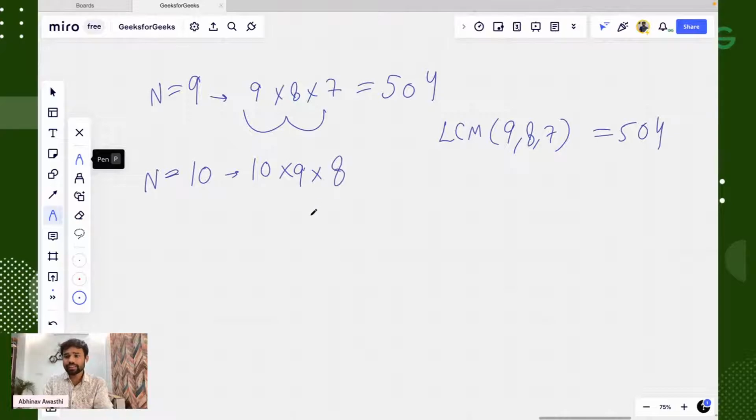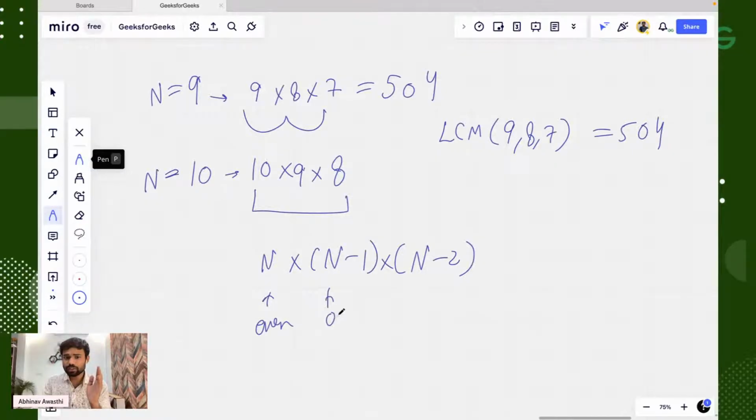The reason being, we will have two evens. When n is even, n minus 1 will be odd, but n minus 2 will again be even. So this is even, this is odd, this is again even. So they are not co-prime now, we can say they have a GCD of 2.